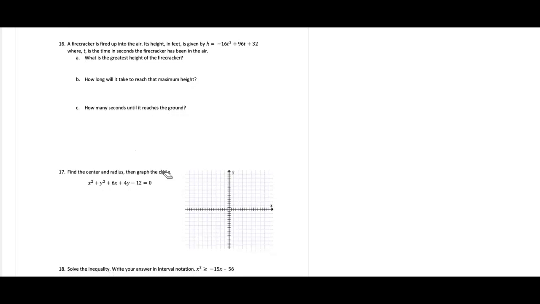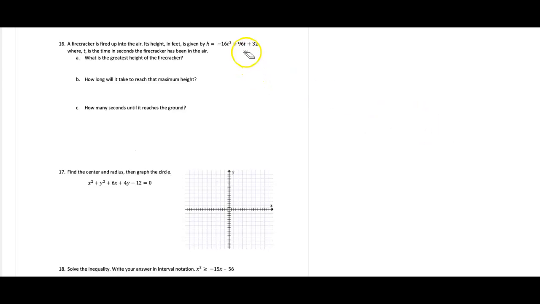Okay, I guess here's another thing that we have. A firecracker is fired up into the air. Its height is given in feet, and t is the time in seconds, and they give that equation there for us. So what is the greatest height of the firecracker?